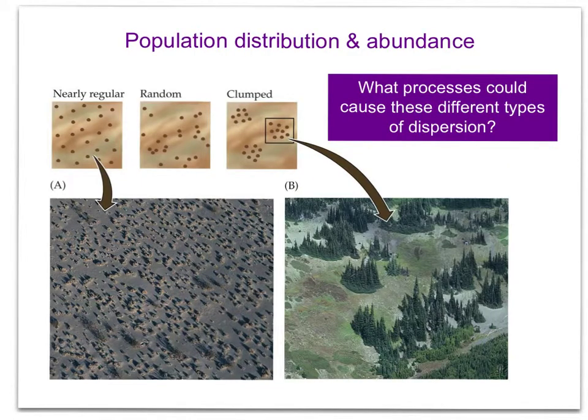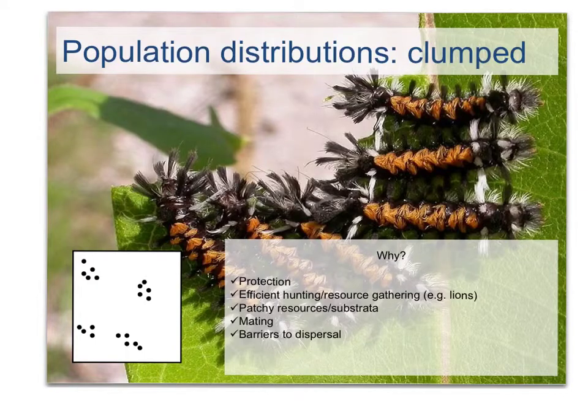So when we see a pattern, what we want to ask is, what are the processes that could cause these patterns? Why do we have clumped distributions? Why might we have a nearly regular or uniform distribution of these different organisms, whether it's vegetation, animals, or plants? By now you should already think about some of the reasons for clumped distributions, because we talked a lot about grouping and social behavior.